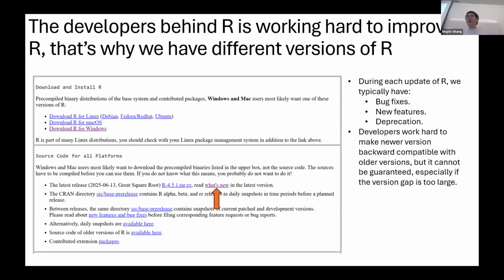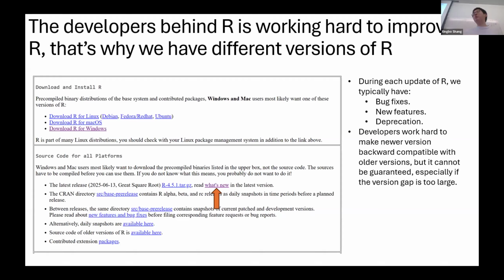So first, let's understand what that weird number after R is. It's just a version number. If you go to R's website, you will see that every month or every several months, they release a new version of R, and they will tell you what's new in it if you click on the what's new link.